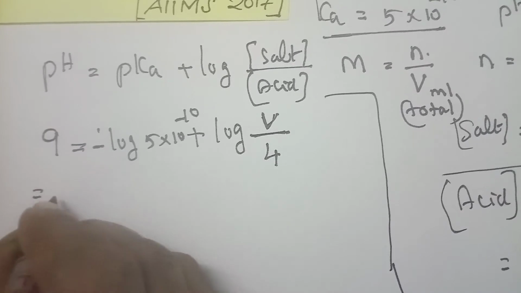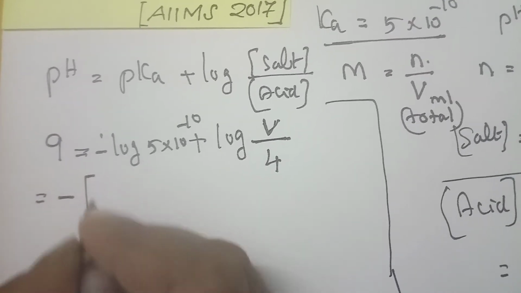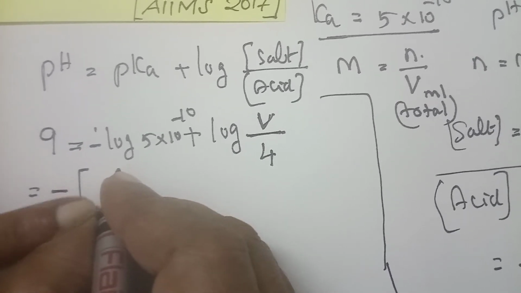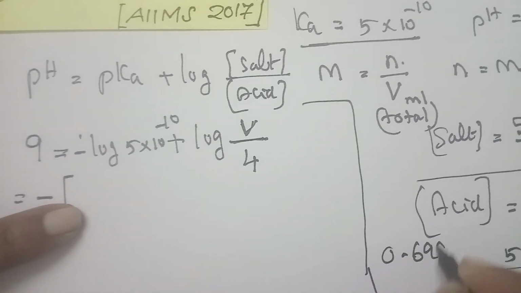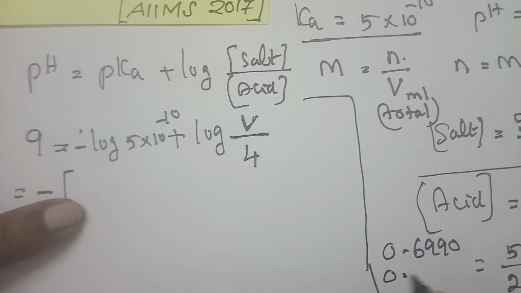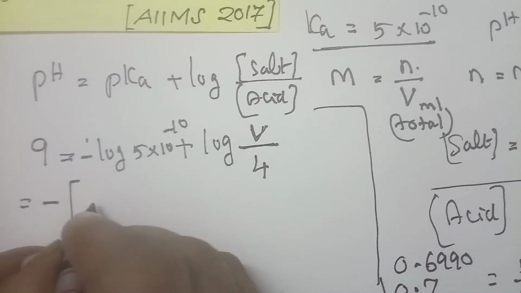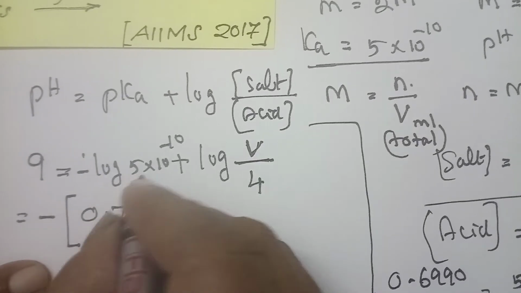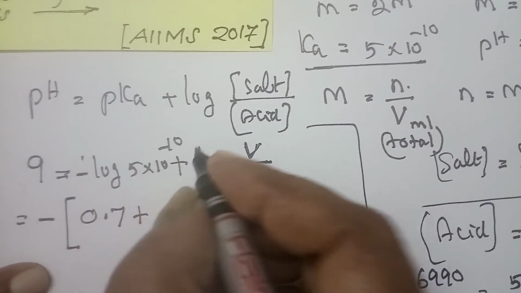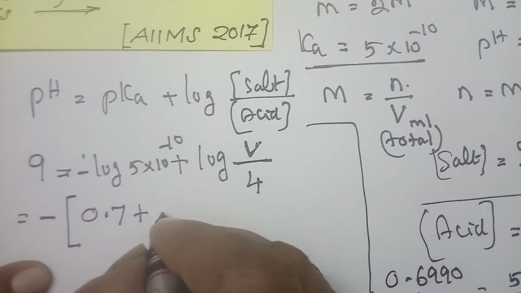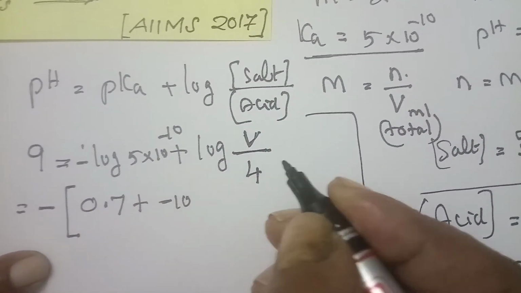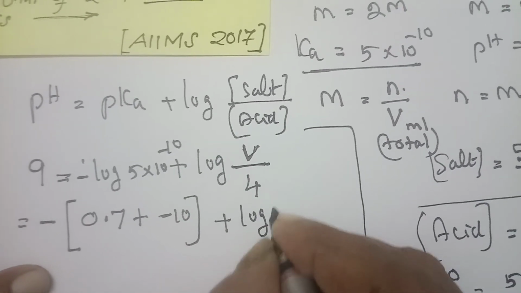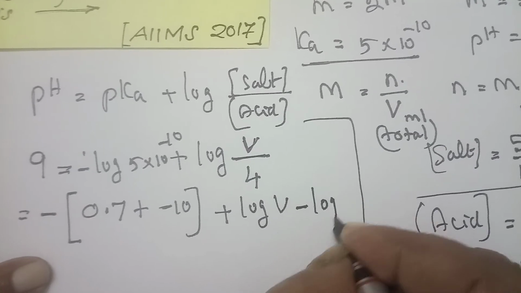Let us write one by one. Minus, open the bracket, log 5. We know log 5 is 0.6990. We can take it as 0.7. So log 5 is 0.7 plus log of 10 power minus 10. We can take it as minus 10 log. So now right here, minus 10, log 10 becomes 1. This is this part, plus here log of V minus log of 4.